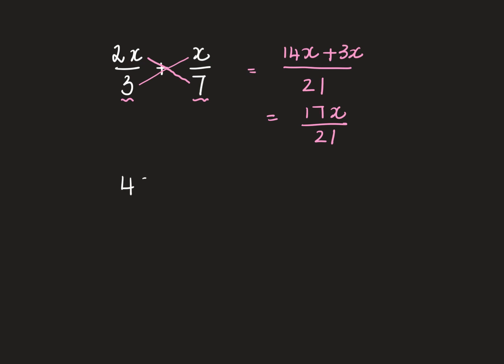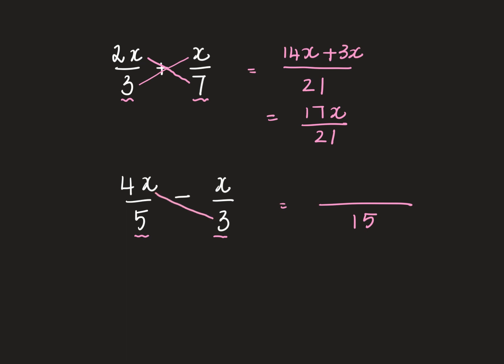Let's do 4x over 5, take away x over 3. Well, I'm subtracting, so I've got to have the same denominator. What's a good common denominator? 5 times 3 is going to be 15. And then what do I do next? I say that times that, 4x times 3.